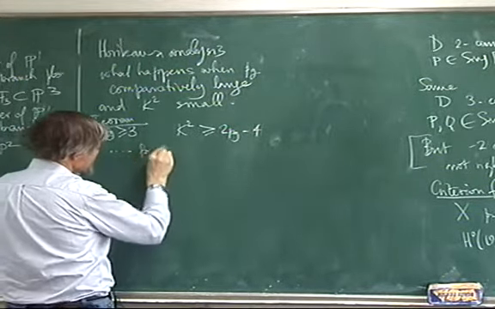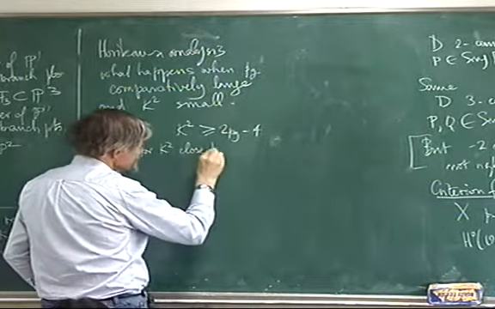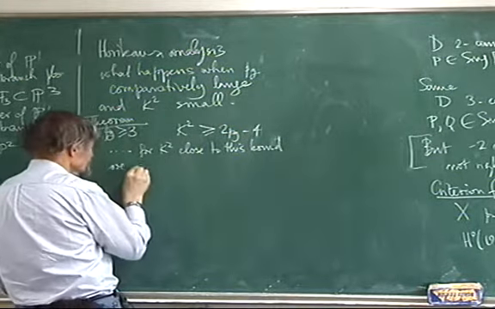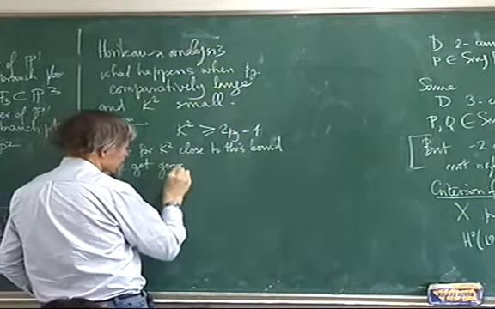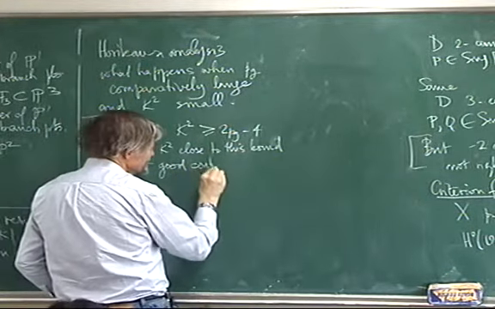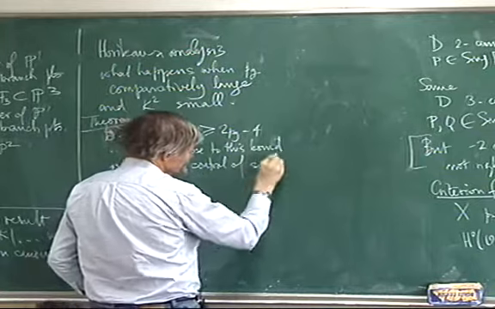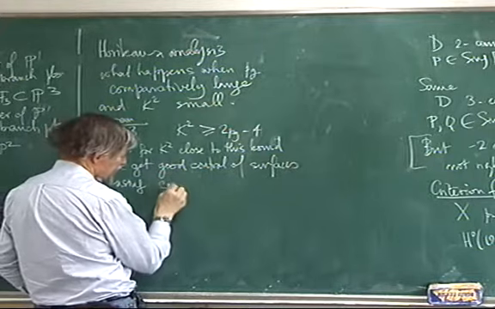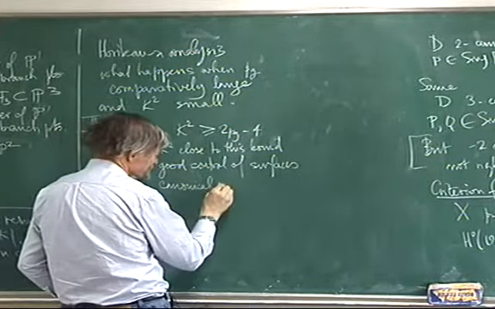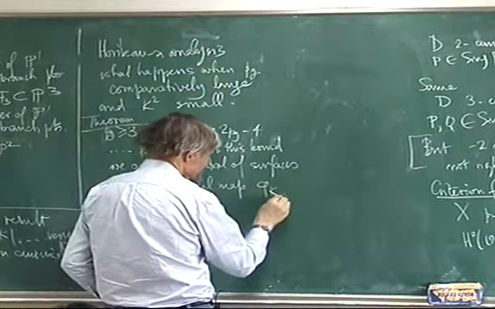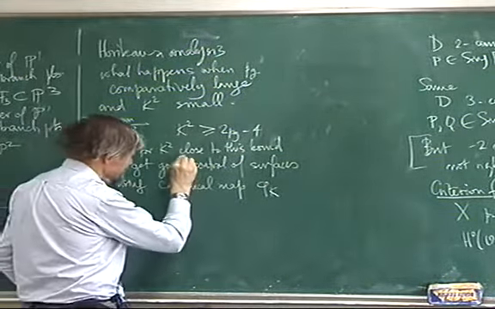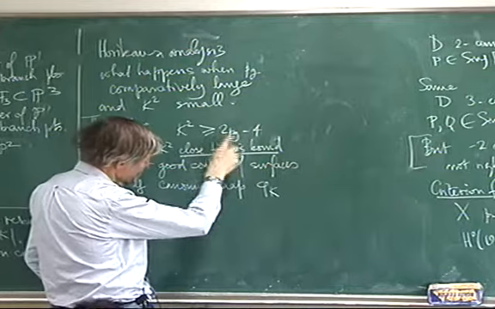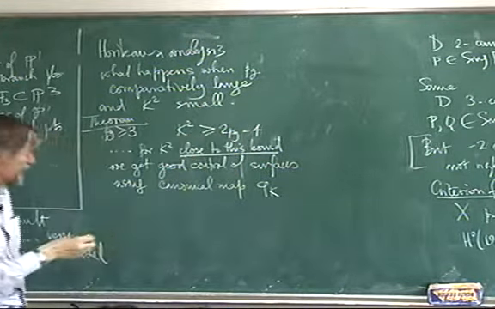For K squared close to this bound, we get good control of surfaces using the canonical map Phi K. Close to this bound means either equal to the bound, or equal to the bound plus 1, or equal to the bound plus 2. If you go much higher, you immediately get into big problems.